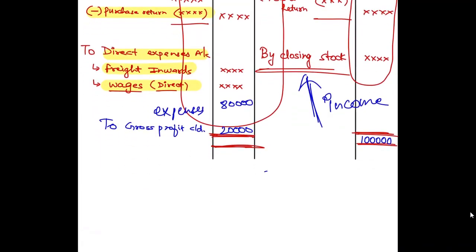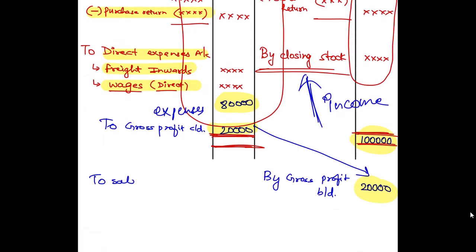And from here, whenever the gross profit comes, we will write gross profit brought down. It would be 20,000, so it will come from there to here. Whatever is the gross profit, it will go to your P&L account. I have earned an income of 1 lakh rupees, I have total expenses of 80,000, so from business I have made a gross profit of 20,000. That gross profit would be brought down and we will write all the other expenses.